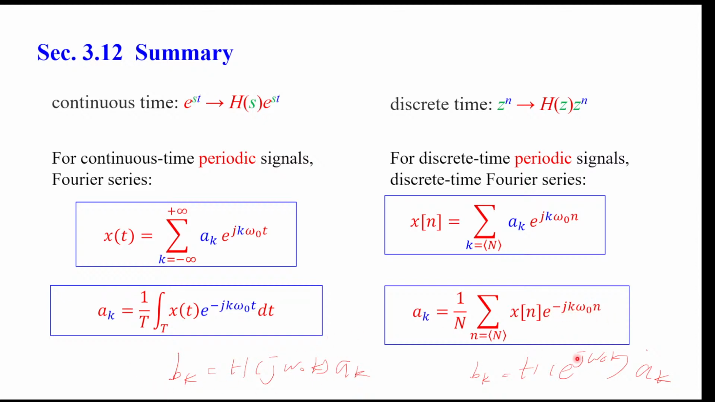Once we decompose our signal into this linear combination of ak, then we can write the output signal with bk equal to big H of j omega naught k times ak. And the last sample is either the continuous time case or discrete time case. Any questions with this chapter?